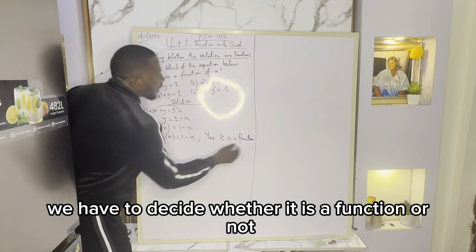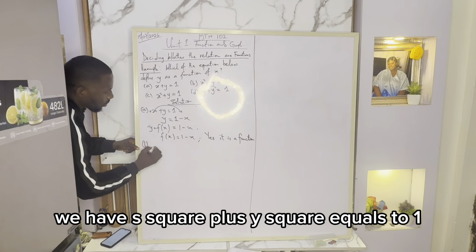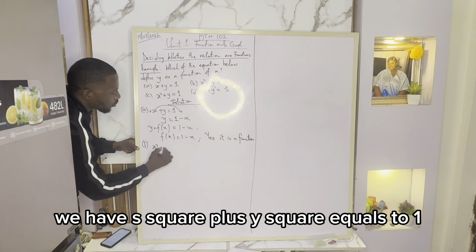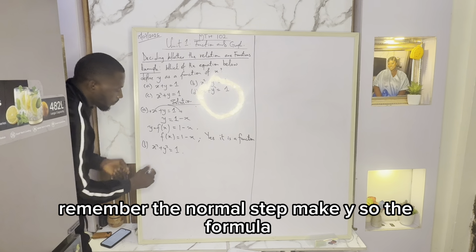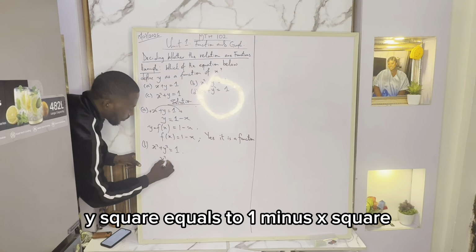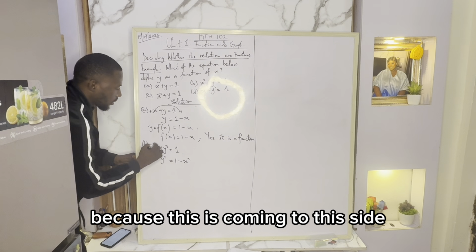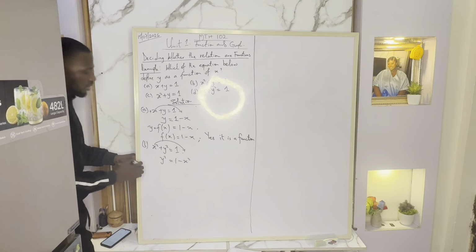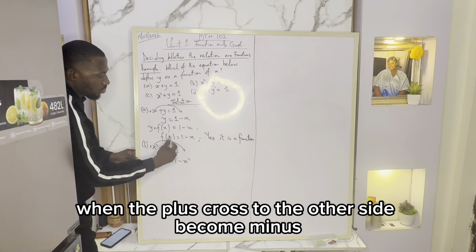Because we have to decide whether it is a function or not. Let's go to the next one, B. What do we have in your B? We have x squared plus y squared equals to 1. Remember the normal step, make y subject of formula. Let's go. That will be what? y squared equals to 1 minus x squared. Because this is coming to this side. Are you getting it? It's having plus. When the plus cross to the other side, it becomes minus.